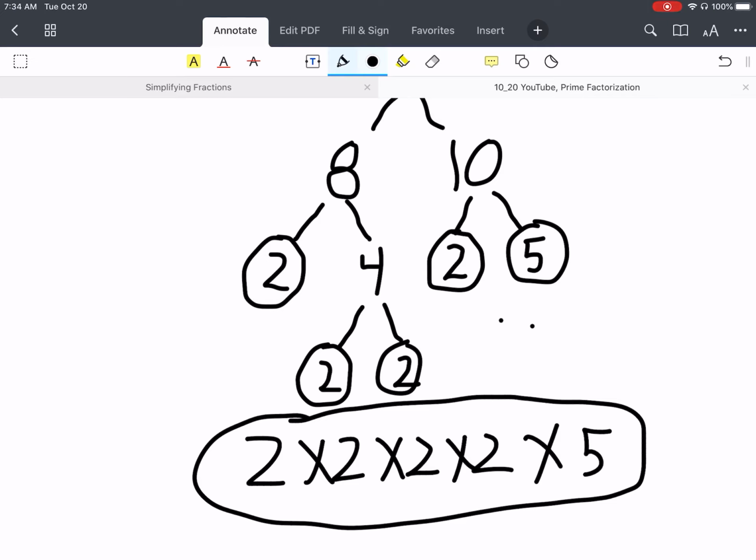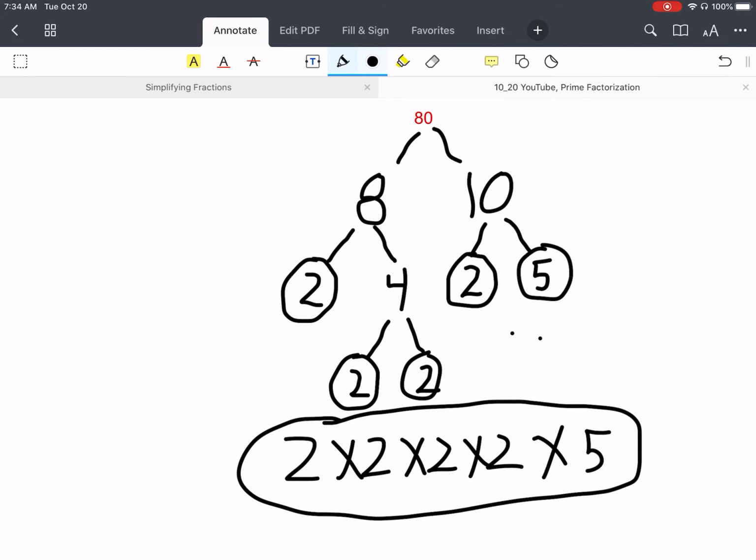And if you start breaking apart your number into a different number than a classmate, you're still going to end up with the correct answer. Right? If we started by breaking apart the 80 into 2 times 40, at the end, we're still going to have the same numbers circled. So that is prime factorization, and good luck with your assignment.